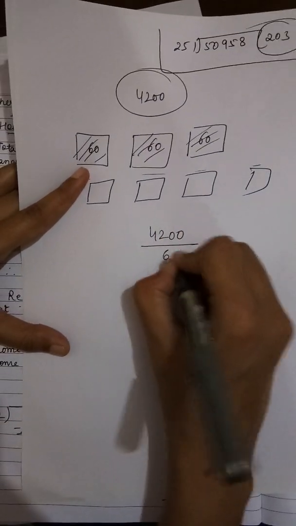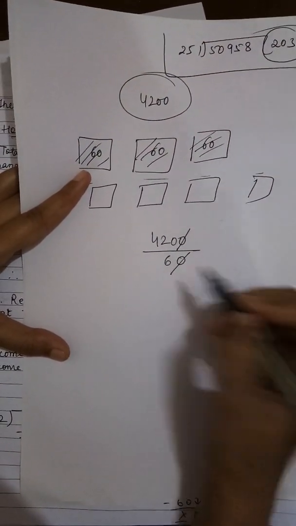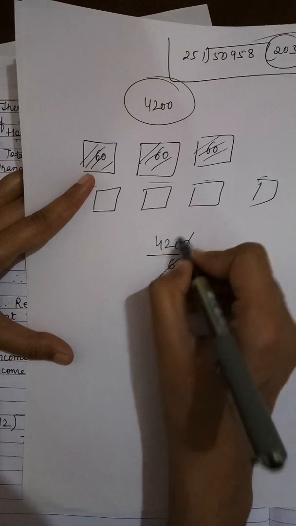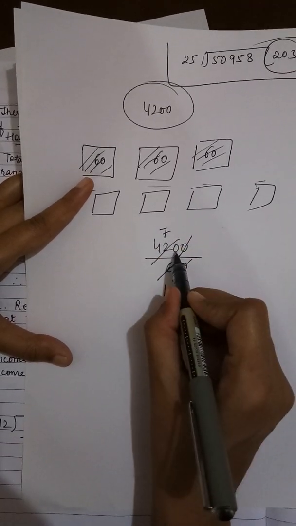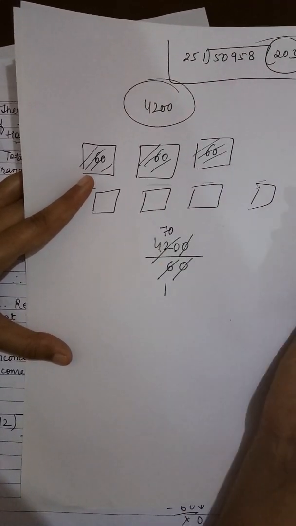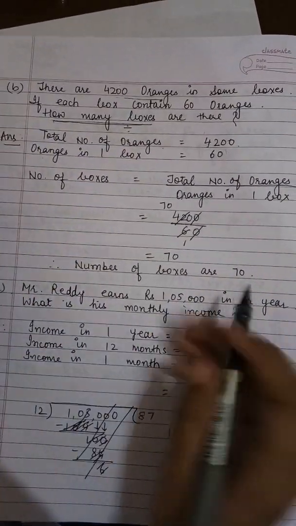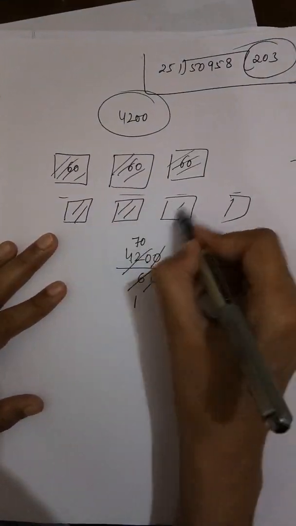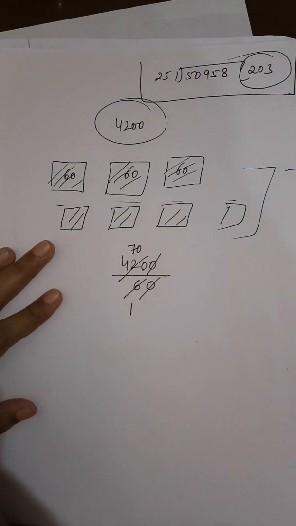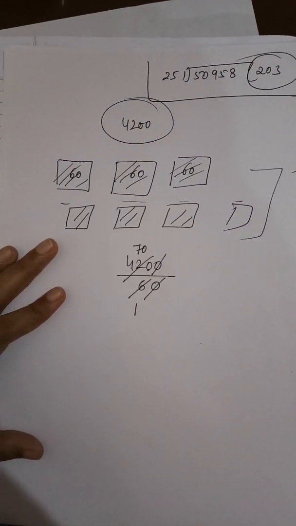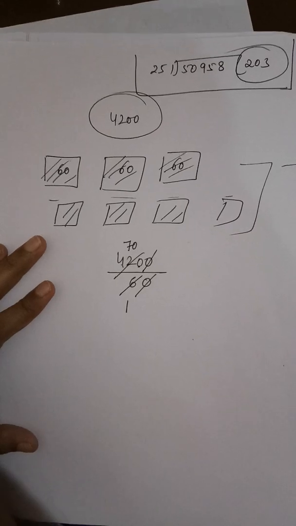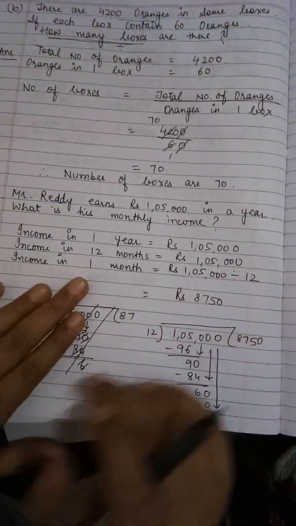Now see how I have done the calculation. 4200 upon 60 is given to me. 10 cancelled with 10. Now 6 sevens are 42, and this 10 was left, so I am going to place 70 here. So that means 70 boxes are required to fill each box with 60 oranges. Okay, now let's move to the C part.